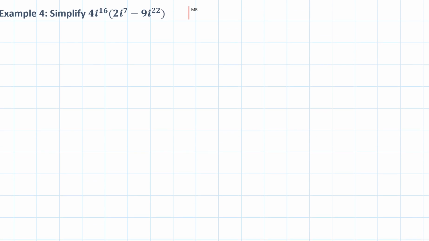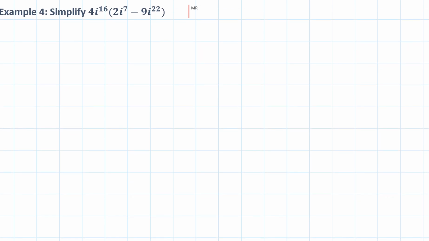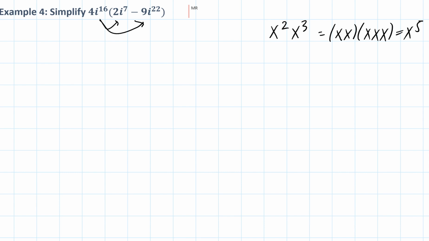Okay, let's take a look at example 4. This example has i to really high powers. But again, to get started, we can think about simply distributing the term on the outside of the parentheses. So we would have, remember, if you have x squared times x cubed, that means x times x times x times x times x, which gives you x to the 5th. Oh, right. To multiply bases, we add the exponents.